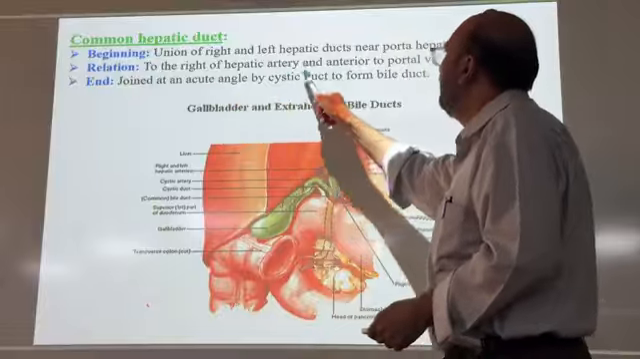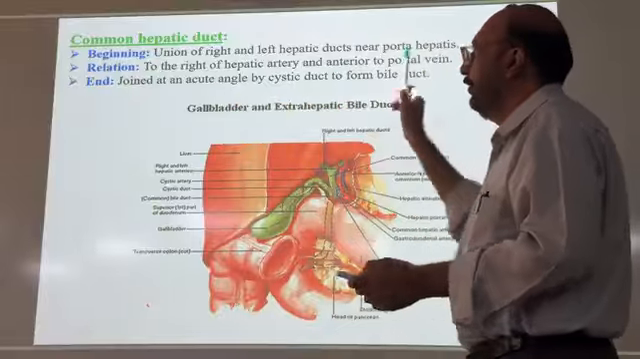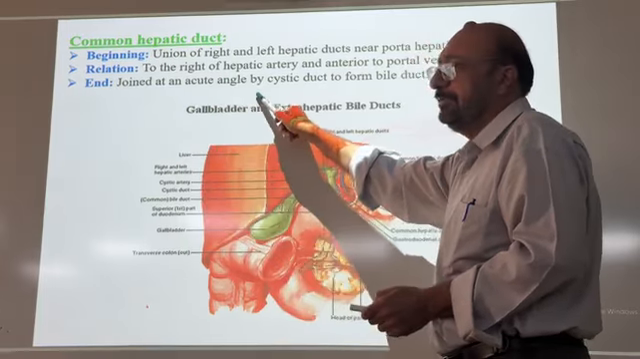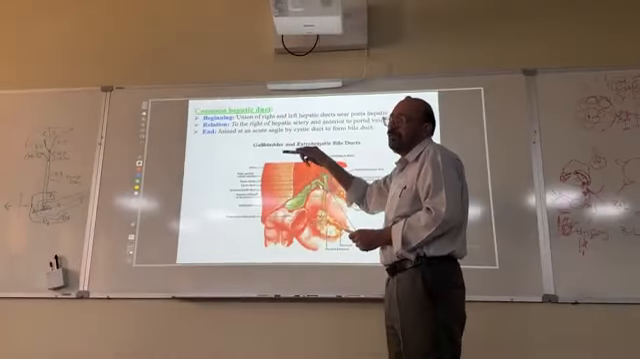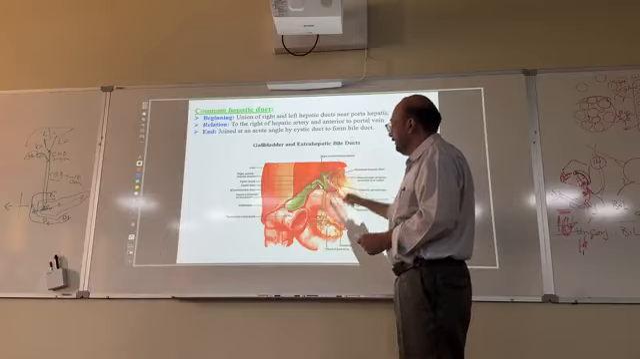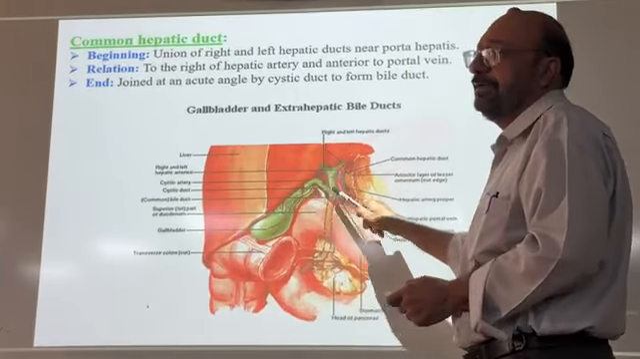Relations: to the right of the hepatic artery and anterior to the portal vein. It ends where it is joined at an acute angle, roughly 90 degrees, with the cystic duct to form the common bile duct. And this is about the common hepatic duct.